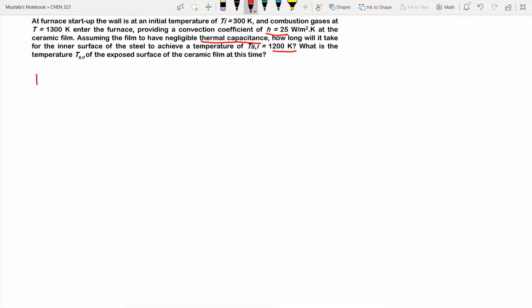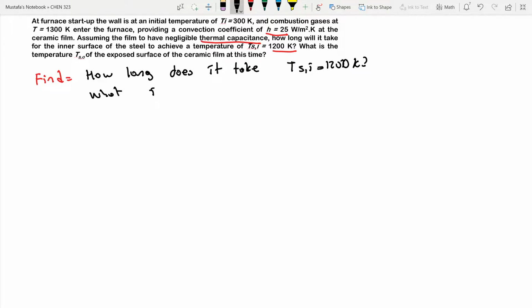We are trying to find how long does it take for T_si to reach 1200 Kelvin, and what is, let's call it T2, at that time. T2 is the outer surface here.